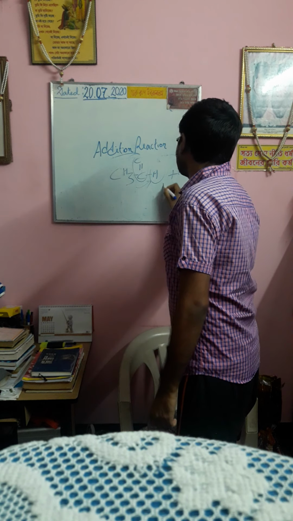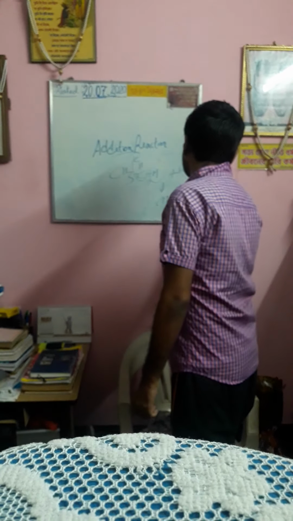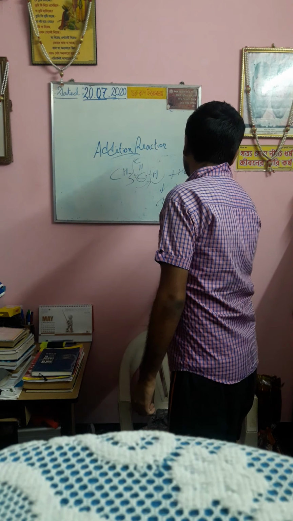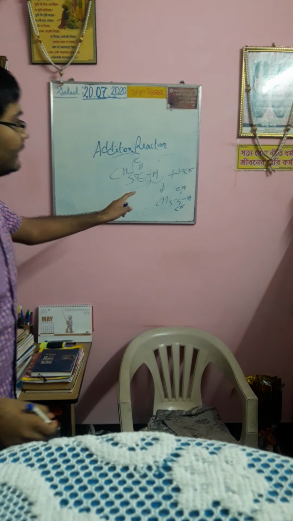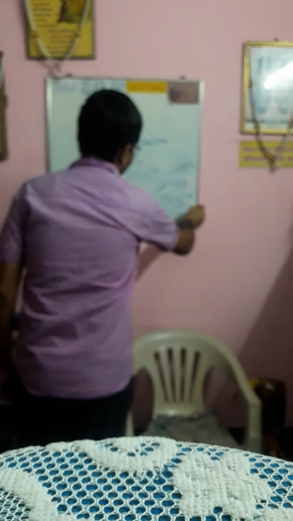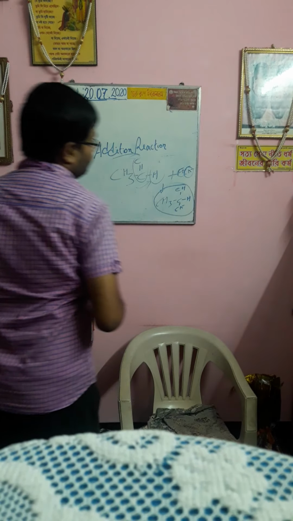So what will be the product? After the reaction, the product will be CH3CH(OH)CN. So here the hydrogen is adding, the cyanide is also adding, and we are getting this product. So in this case, this is also an example of an addition reaction.